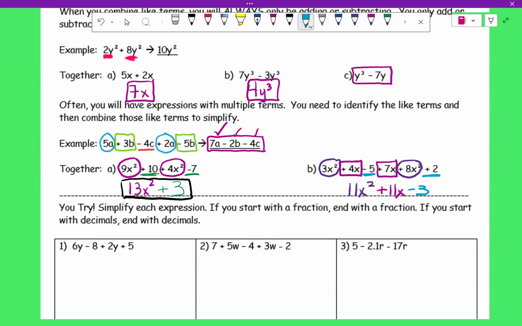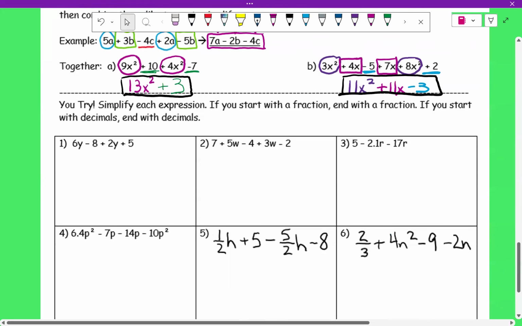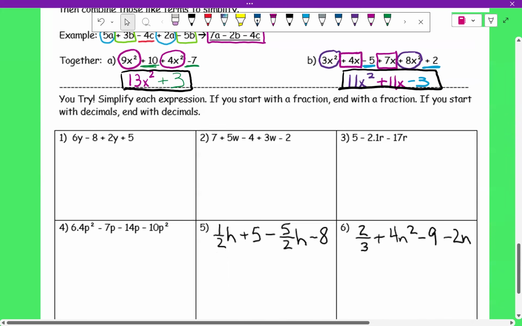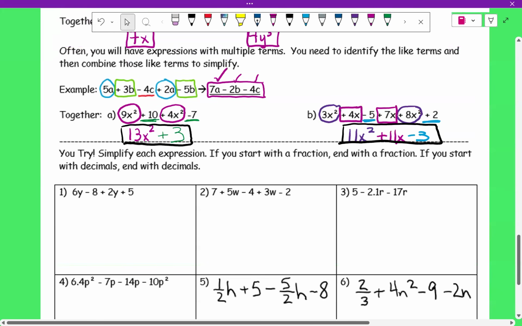Are there any like terms here in 11x squared plus 11x minus 3? The answer is no. We're in simplest form and we're done. Why don't you try number 1? Use shapes or colors.